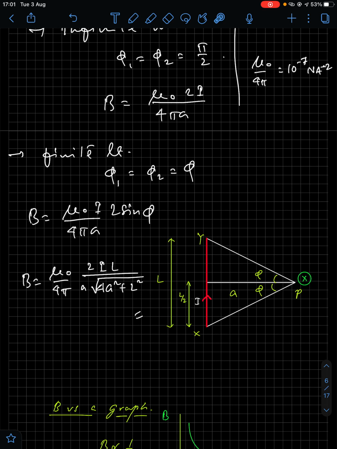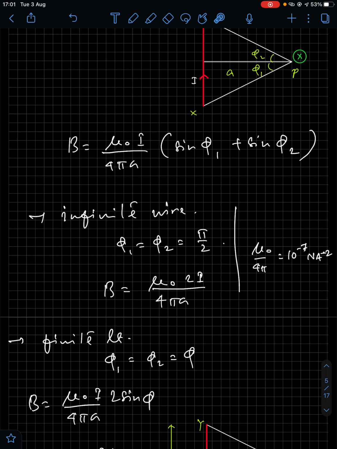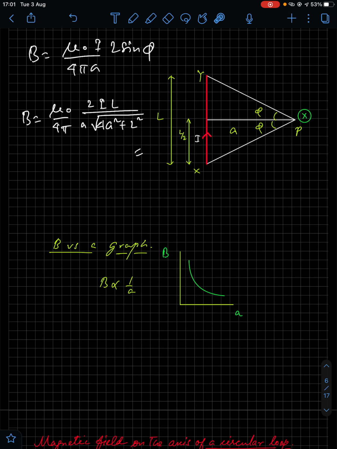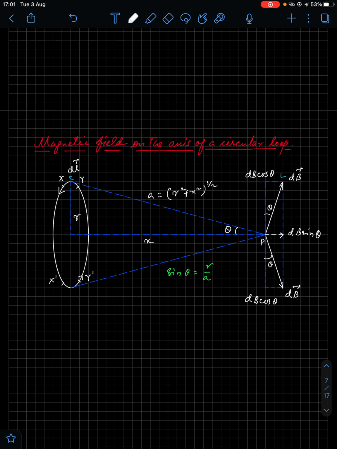In all these relations, one thing you notice is B is inversely proportional to A. So the B versus A curve will be like this, a falling curve. B is inversely proportional to A, therefore as A increases, B will fall.